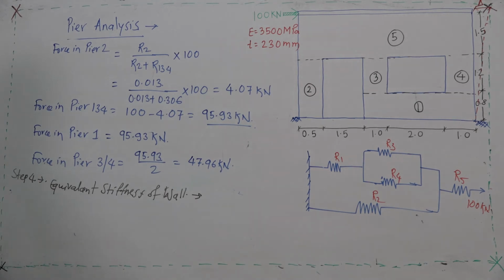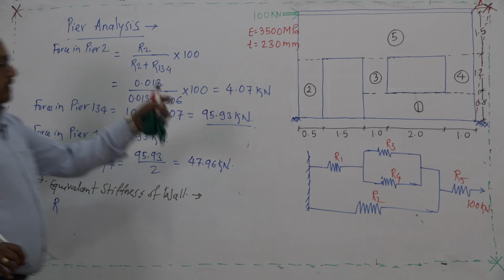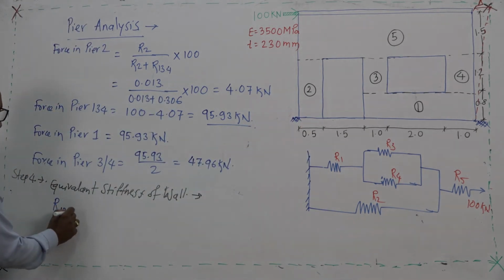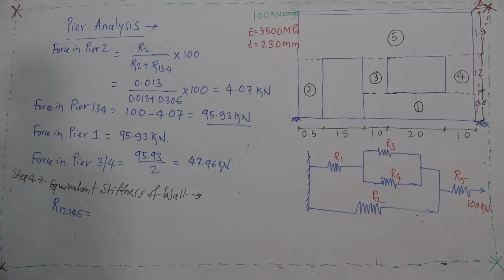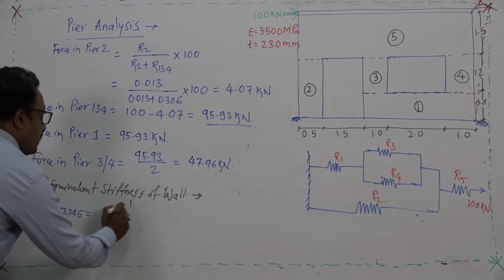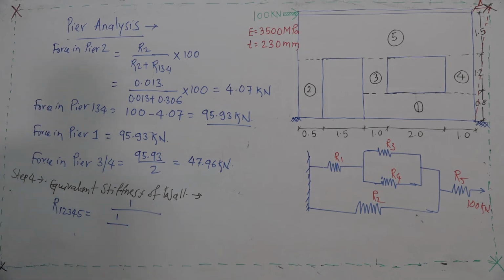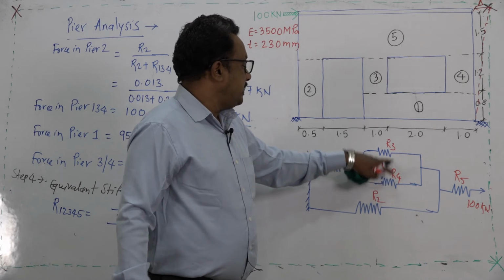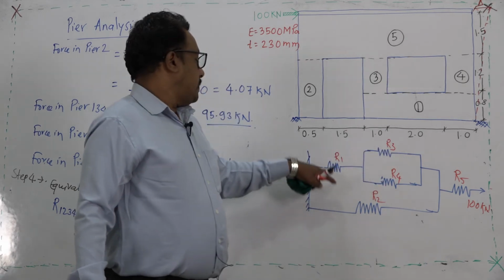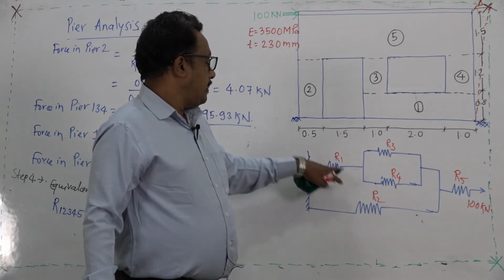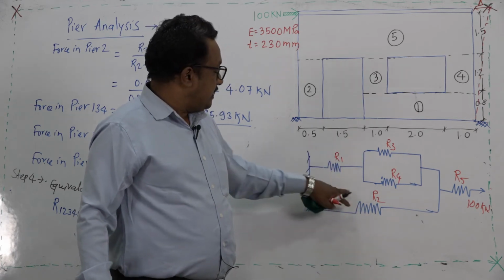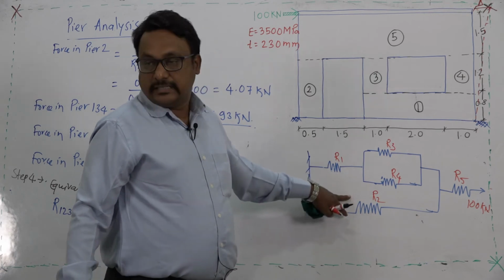So, this will be the R. I will consider now the entire thing together. So, R 1, 2, 3, 4, 5. So, this will be 1 divided by, 1 divided by, we know about R 1, 3, 4. So, which is going to add to the R2 as this is arranged in parallel with this.